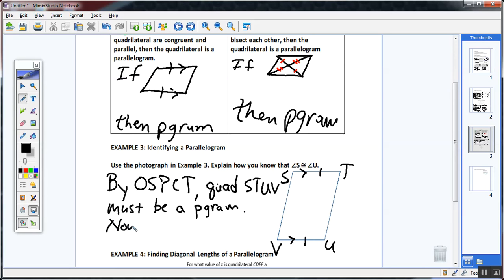Now, by parallelogram opposite angles theorem, because we know we have a parallelogram now, right? We've established that we do have a parallelogram, right? Yeah. By parallelogram opposite angles theorem, we can say angle S must be congruent to angle U. Okay? So what we're doing is we're first of all saying, okay, these are the conditions I have. I have to say, by this, we know it's a parallelogram first. And then once you know it's a parallelogram, all your properties apply. Opposite sides and opposite angles are going to be the same. All right?